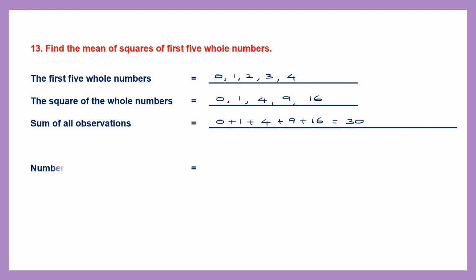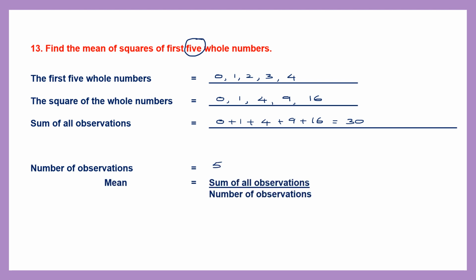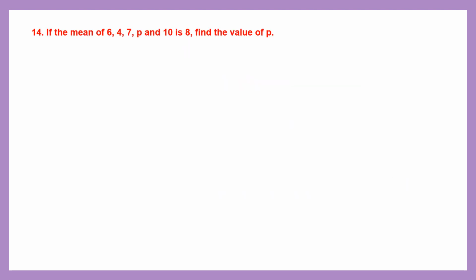Next step is the number of observations. How many are there? The question says 5. So the number of observations is 5. Now the formula to find the mean: sum of all observations divided by the number of observations. Sum is 30, the number is 5. So here itself we can do 30 divided by 5 is 6. So the required mean, the mean of the squares of the first 5 whole numbers, is 6.